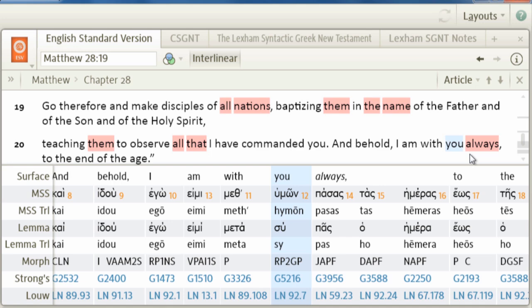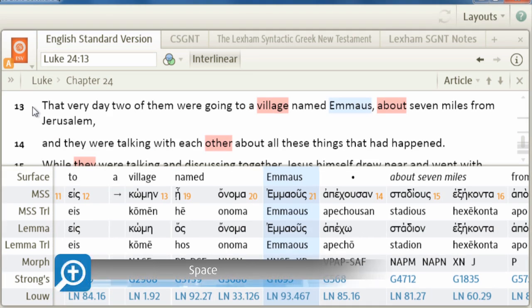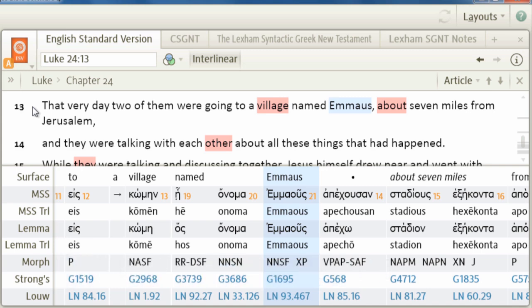on earth. Luke 24:13 reads, "That very day two of them were going to a village named Emmaus, about 7 miles from Jerusalem." Now this verse is part of a larger section, Luke 24:1-53, where Jesus appears to two disciples on the road to Emmaus after His resurrection. There are two words highlighted here because their underlying Greek words are in the accusative case, and neither of these words are functioning as the direct object in this verse.